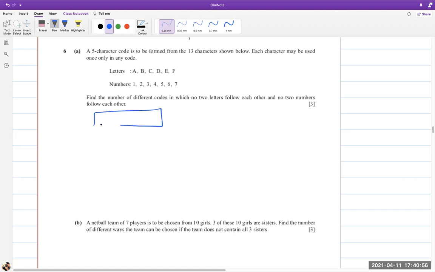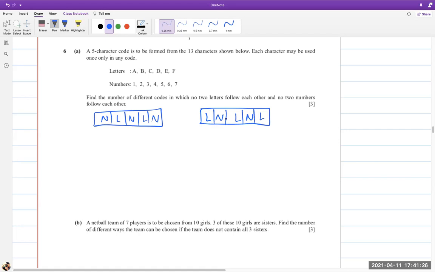So I'll make 5 slots. One option is that I'll say number, letter, number, letter, number. Okay, that's one option. Other option is that I make a code in a way that it is letter, number, letter, number, letter. So that's two options that I have. So I'll just try to figure out what I will do if I take the left combination.